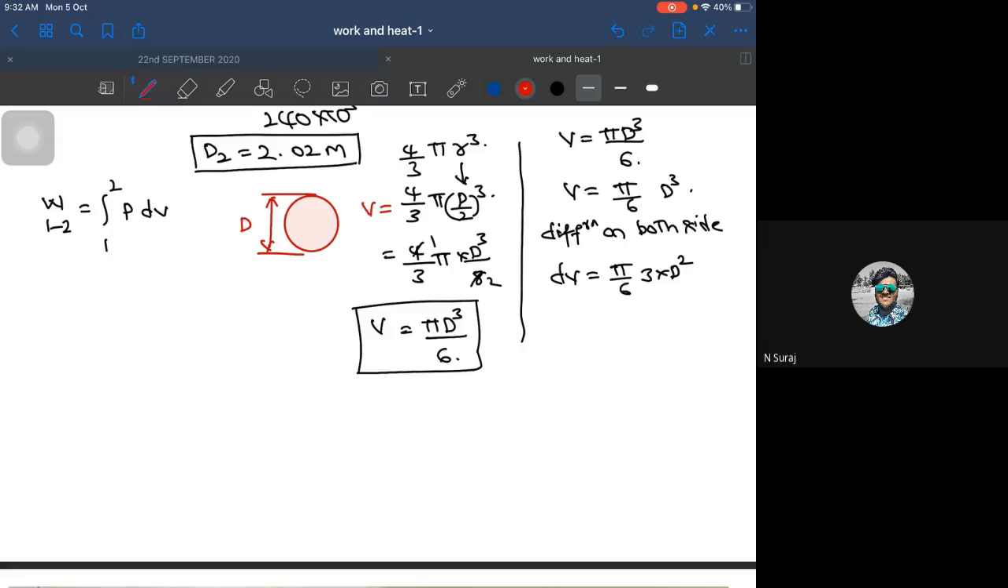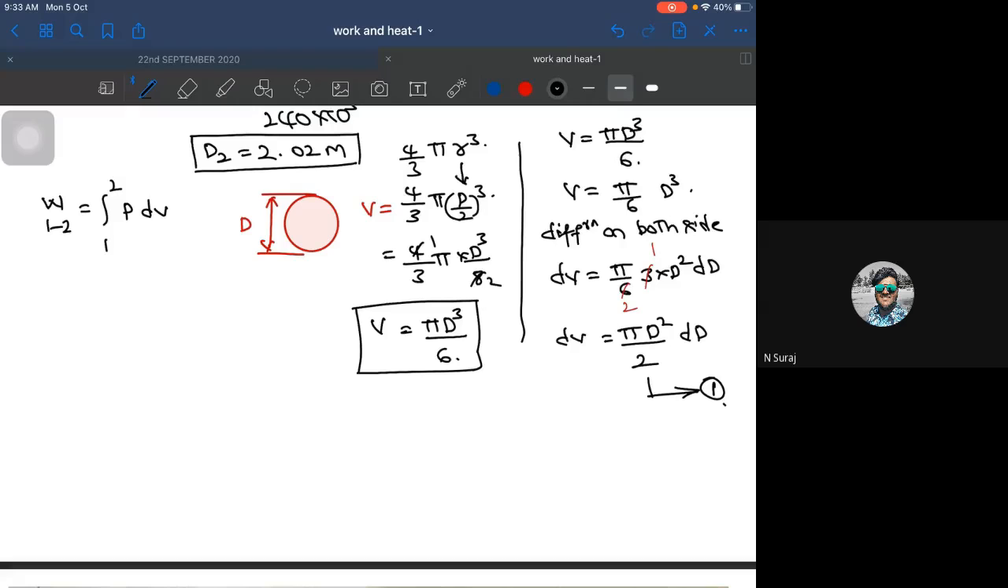So I can cancel this 1 times and 2 times here. Okay. So dV is equal to what? Pi d square by 2 dd, because you are differentiating with respect to d there. I can take this particular equation as equation number 1.